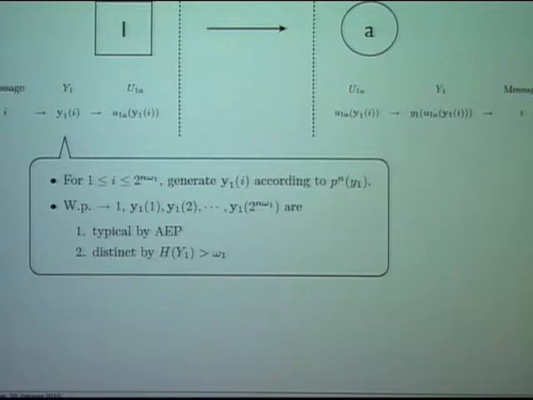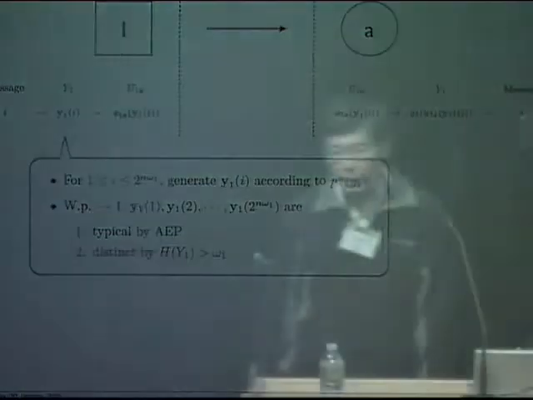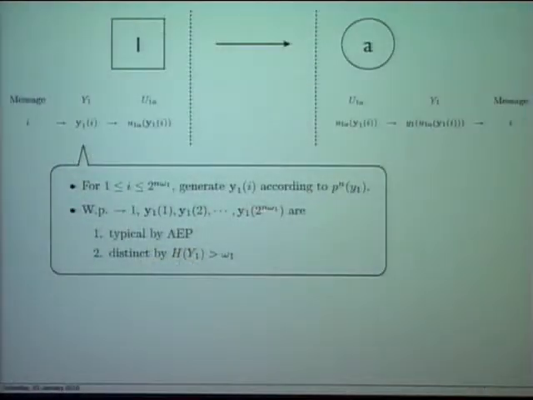This actually has something to do with the channel coding theorem, also by Shannon, because if you use a random variable y1, this is the number of vectors that you generate, 2 to the power n omega 1. As long as omega 1 is strictly less than the entropy of y1, then most likely these vectors are distinct. This is essentially the spirit of the channel coding theorem.